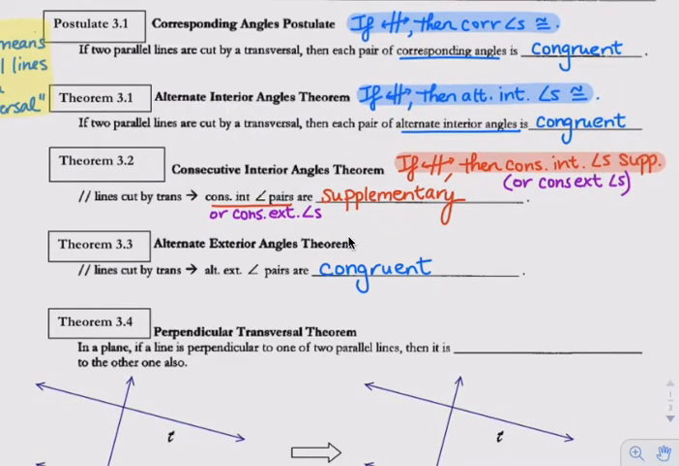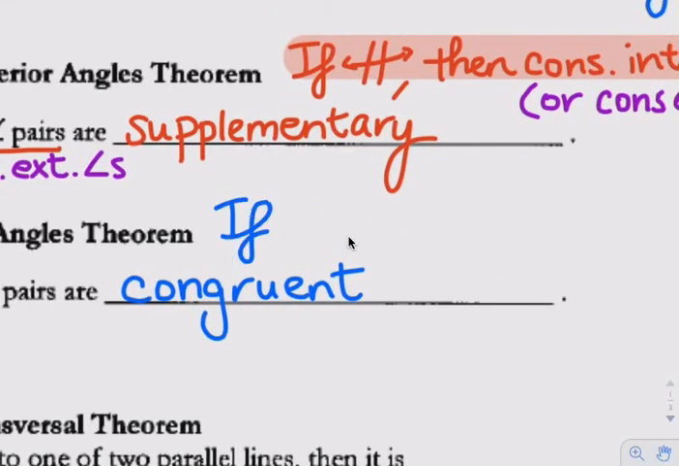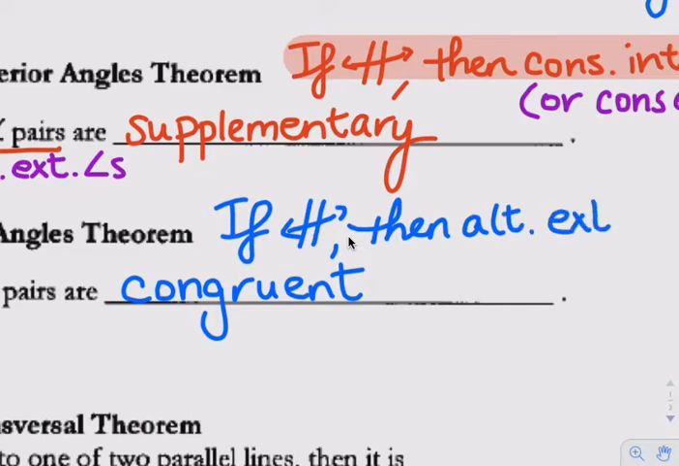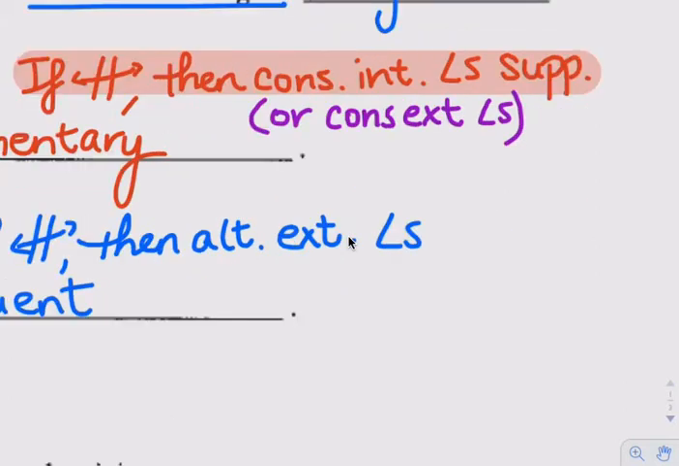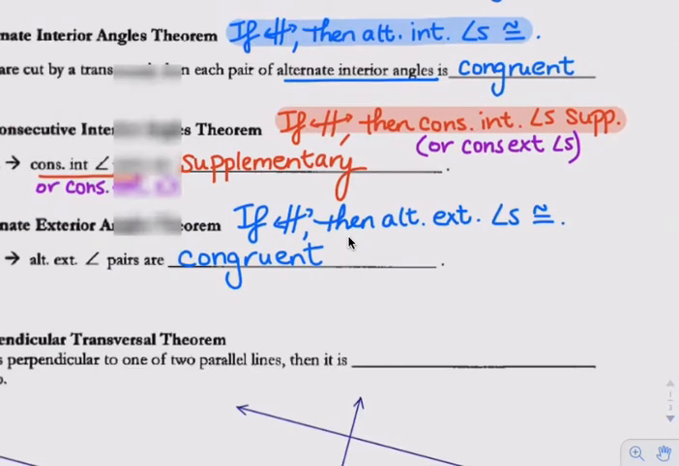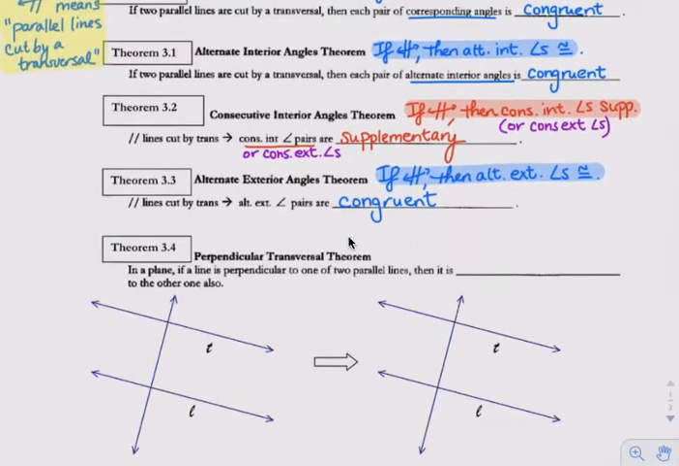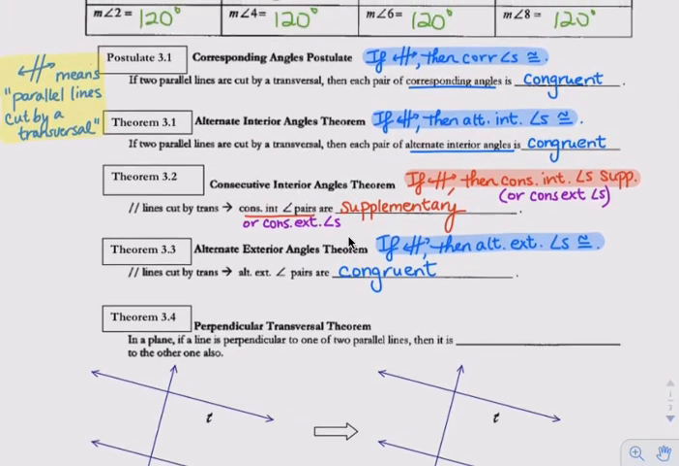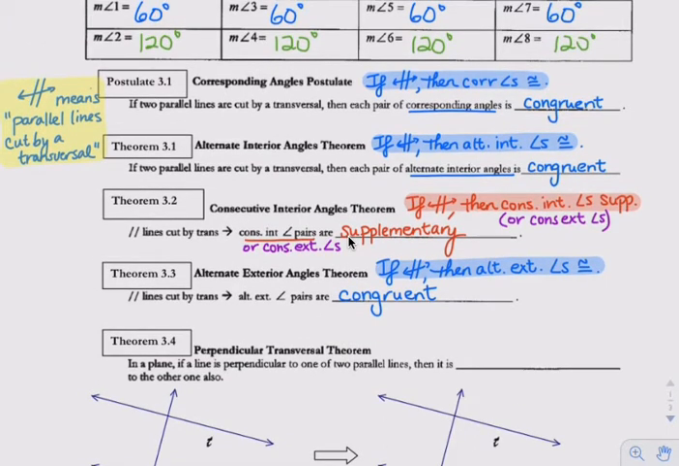Okay, so if parallel lines are cut by a transversal, then alternate exterior angles are congruent. Getting back to using blue because it's got the same relationship as alternate interiors do. And again, you want to notice that the ones that are different are the consecutive ones. The consecutive ones, interior or consecutive exterior, are supplementary. All the other special pairs like that are congruent.